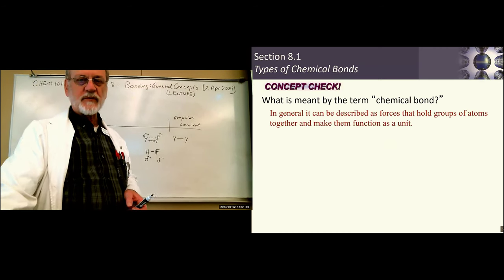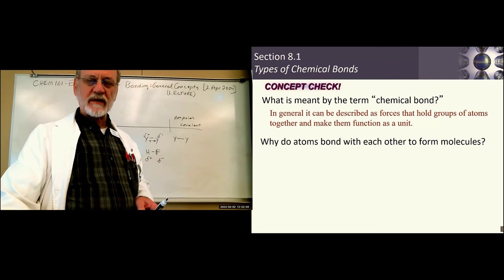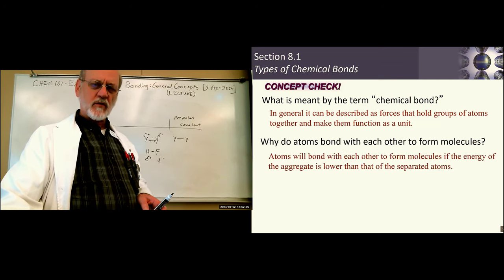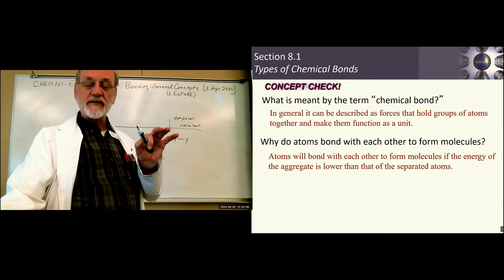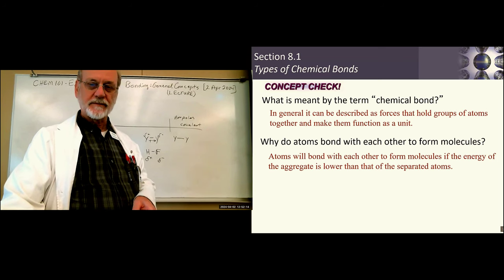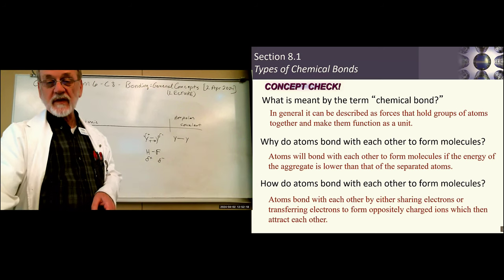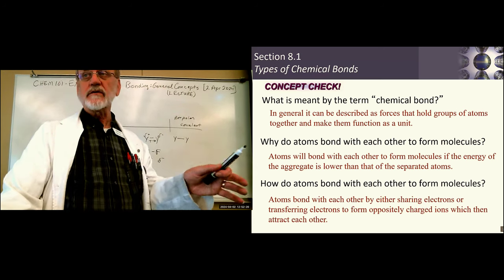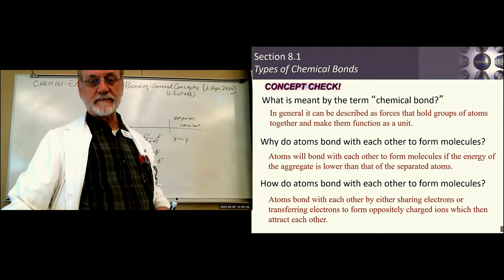Okay, so we mentioned this before, the definition for a chemical bond. Why do atoms bond with each other? According to one definition, it's because the energy of the molecule is lower than the energy of the individual atoms, the separate atoms. How do they bond? Well, they can either transfer electrons, or they can share electrons, or they can have somewhere in between.